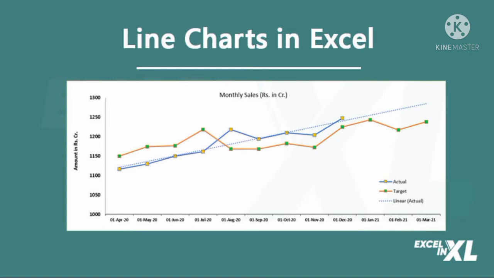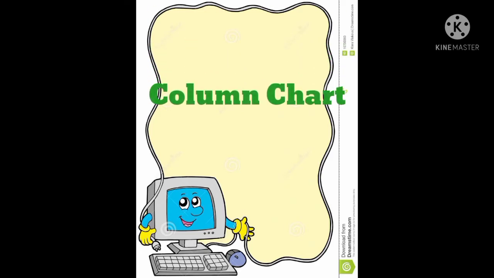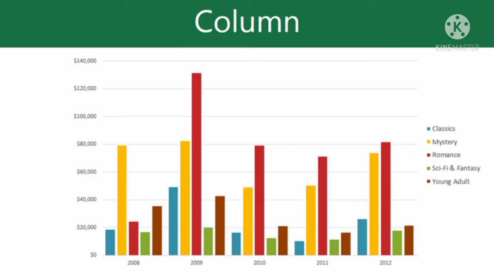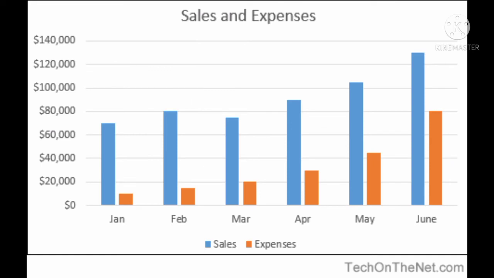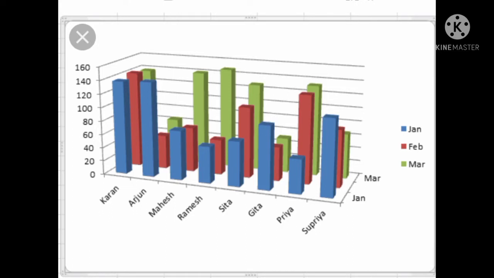Next, the second one is the column chart. A column chart shows the data changes over a period of time or illustrates comparisons among the different items. Here is a chart of column. Next is the bar chart. A bar chart illustrates comparisons among the individual items. Here is a graph.